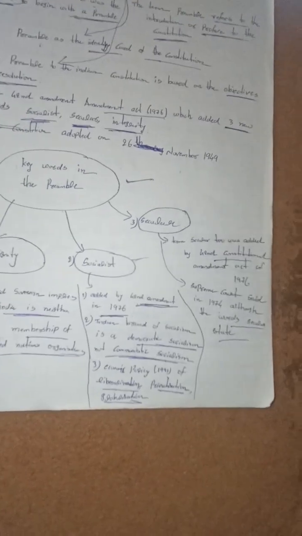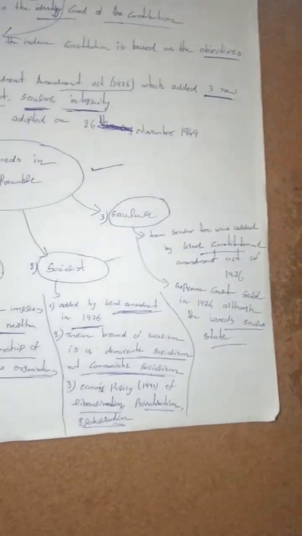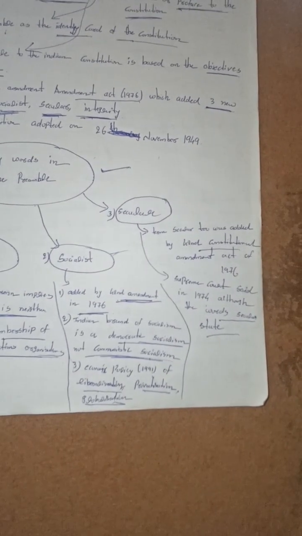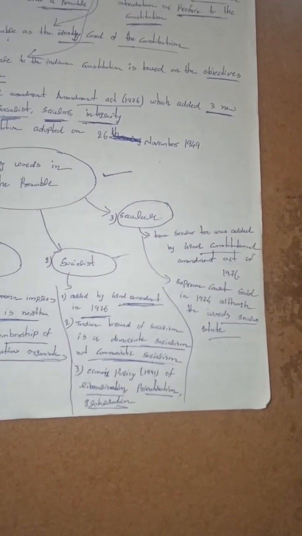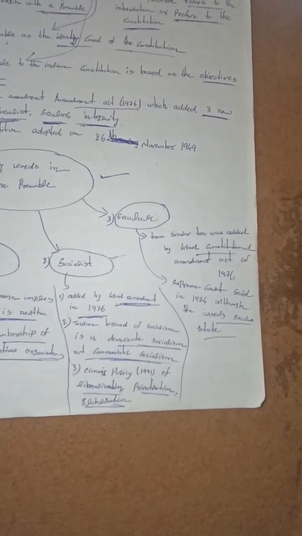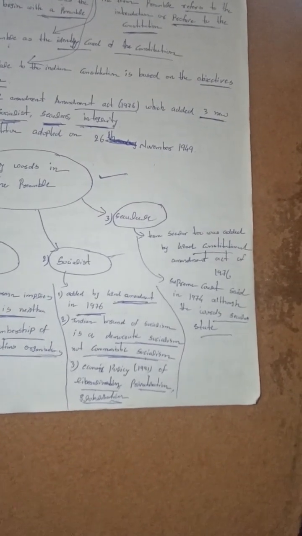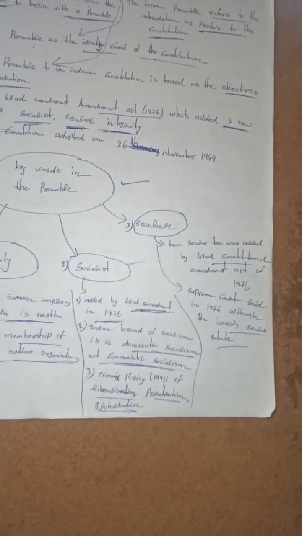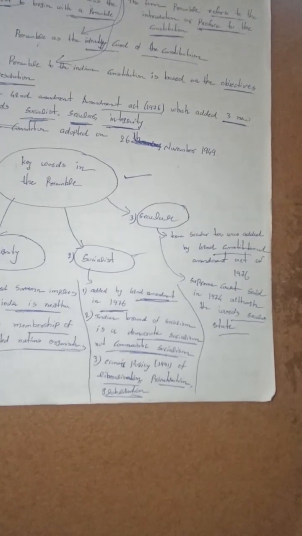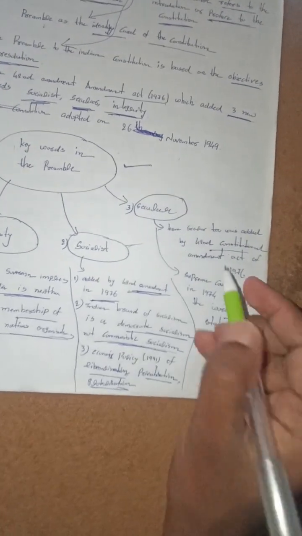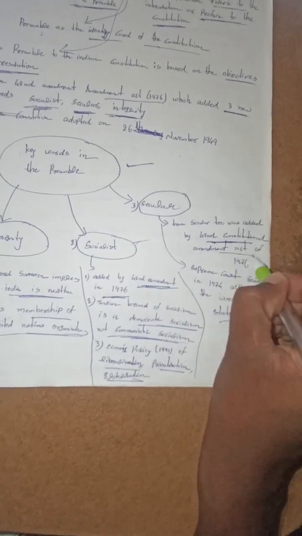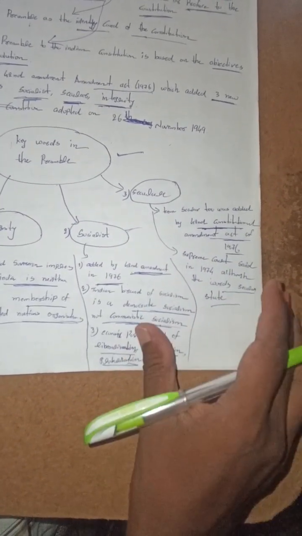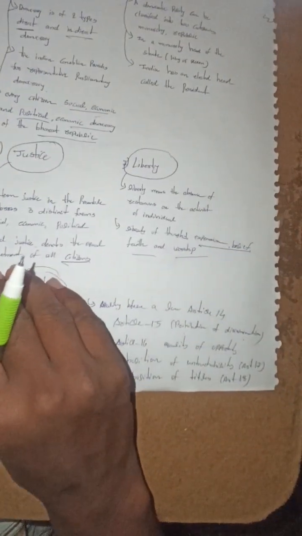And one more thing, secular. The term secular too was added by the 42nd Constitutional Amendment Act of 1976. The Supreme Court said in 1974 that although the word secular was not expressly used, Articles 25 to 28, the fundamental right to freedom of religion, make the state secular.